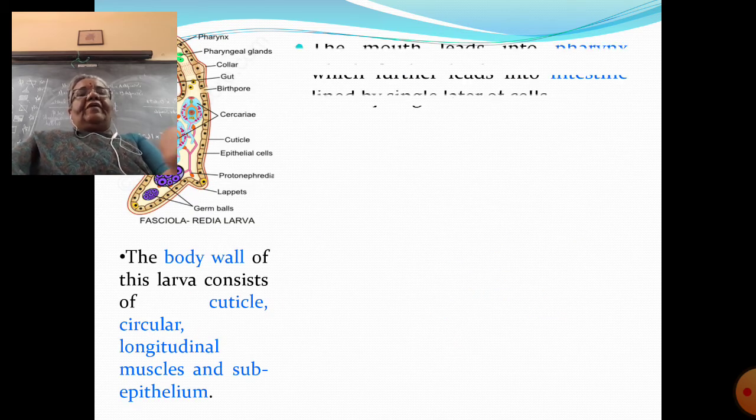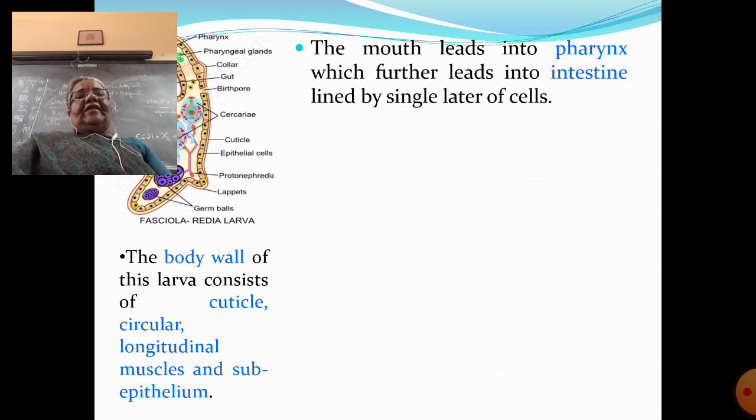So then the body wall of this larva consists of a cuticle, circular and longitudinal muscles and subepithelium. So, circular and longitudinal musculature you saw in Miracidium larva also, subepithelium also you saw there. The extra thing here is the cuticle. It is a parasitic adaptation. So, the body wall of Redia consists of cuticle, then circular and longitudinal muscles and subepithelium.